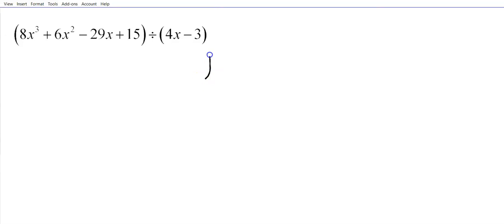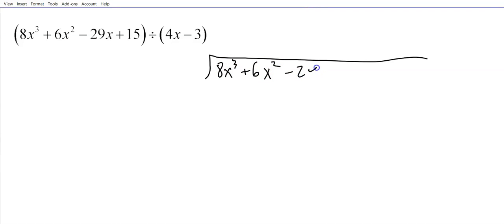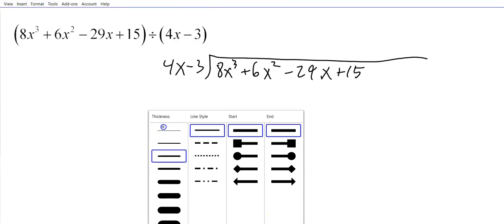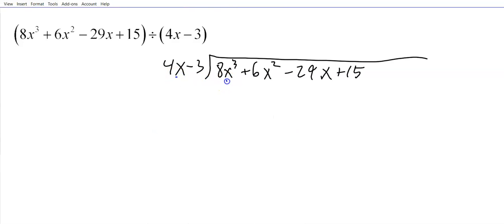So again, just set it up. It looks a little different with the division sign there, but it's pretty much the same kind of problem. So we get 8x cubed plus 6x squared minus 29x plus 15, divided by 4x minus 3. You want to look at that very first term, and you're going 4x times what is 8x cubed? So that would be 2x squared.